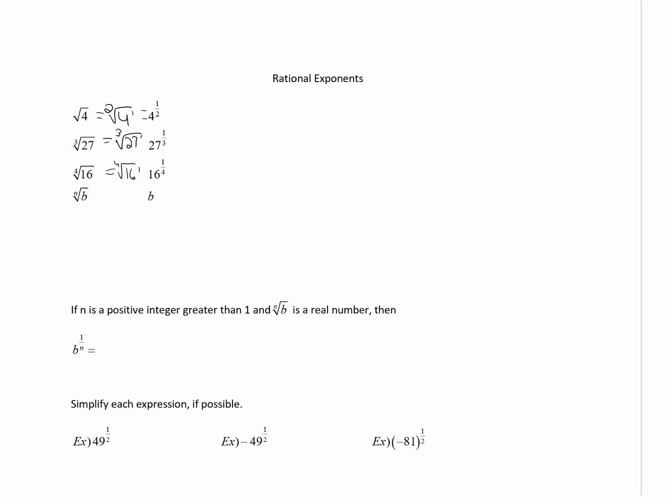So you're beginning to see a pattern for this. Notice the fraction here, 1/2, 1 divided by 2. The 1/3 here, 1 divided by 3. The 1/4, 1 divided by 4. So I can rewrite the nth root of b, and that is the same thing as b taken to the 1 divided by n power. So, if n is a positive integer greater than 1, and the nth root of b is a real number, then b taken to the 1 divided by n power is exactly the same thing as the nth root of b.